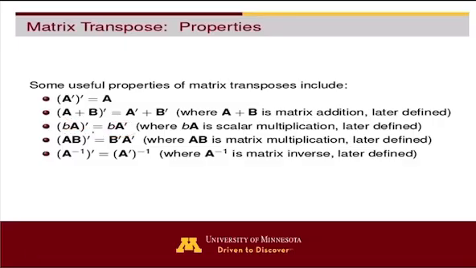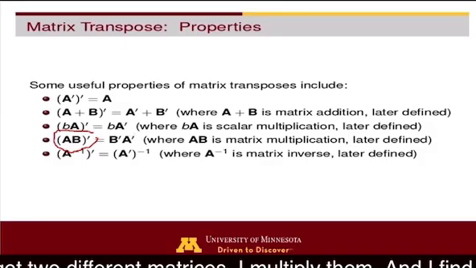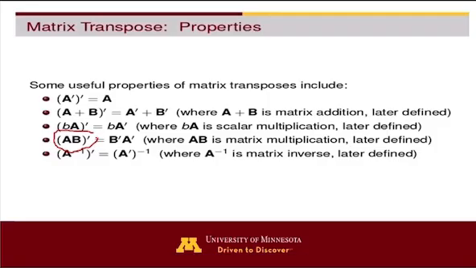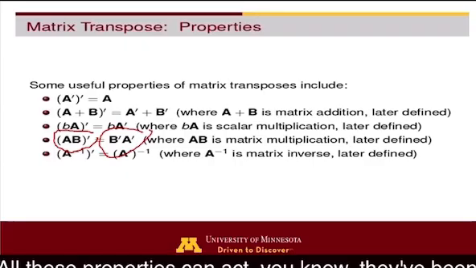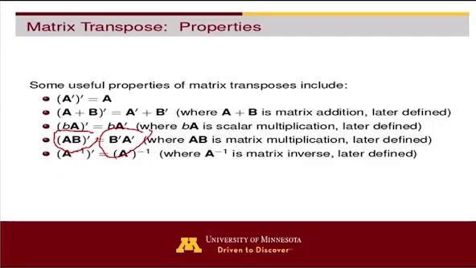Now, if I do a matrix product, I have two different matrices, I multiply them, and I find the transpose of the resulting matrix, it is the same thing as finding the product of the transpose of B and the transpose of A. All these properties have been mathematically proved. So if I were you, you can just give an example and see whether that can be verified.